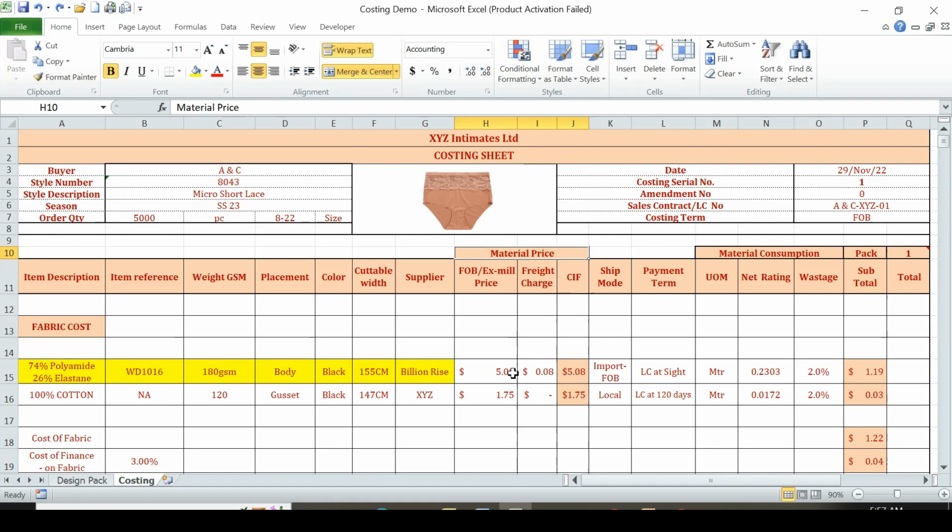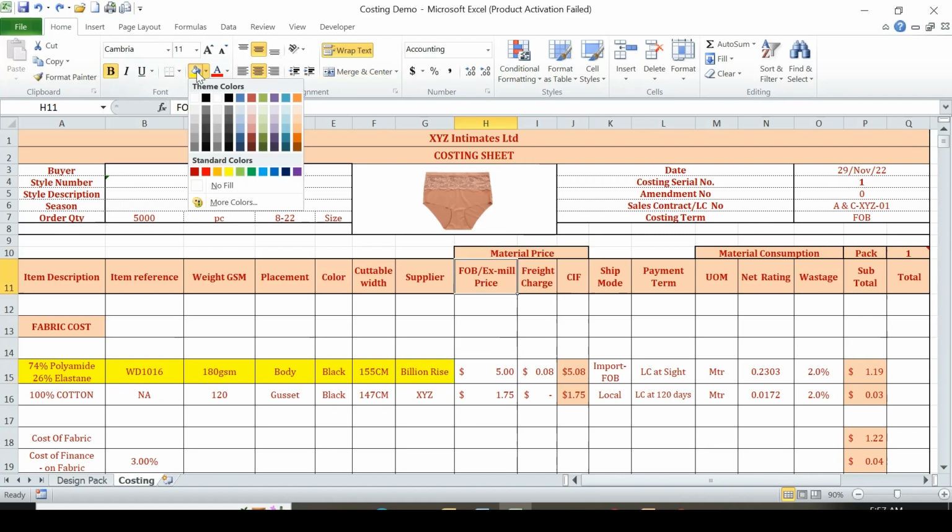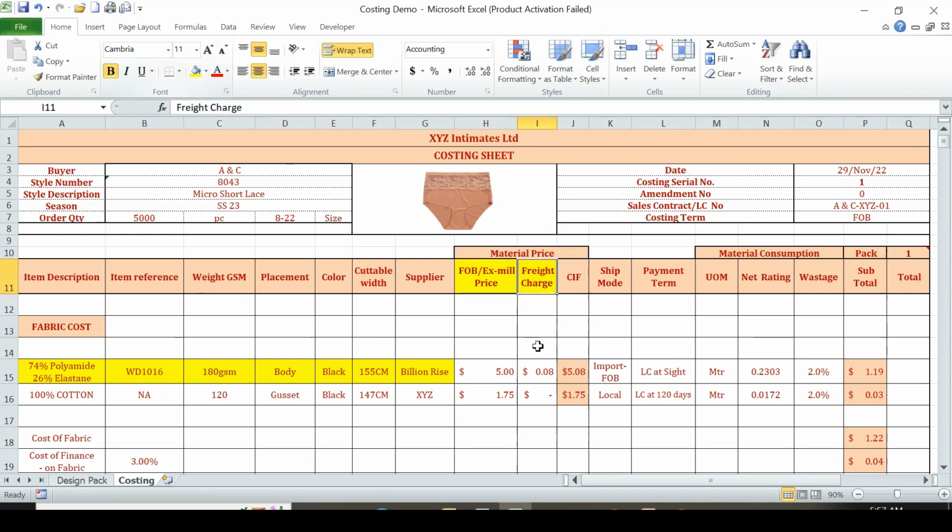Material price. See, I have considered here FOB or ex-mill price. Normally, overseas fabric price is in FOB or ex-mill price, so you have to add the freight charges by yourself. Okay, of course, calculating and checking with your forwarder. Sometimes the fabric mill is bearing this one. Then you will get this final CIF value.